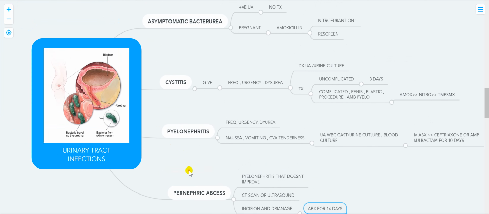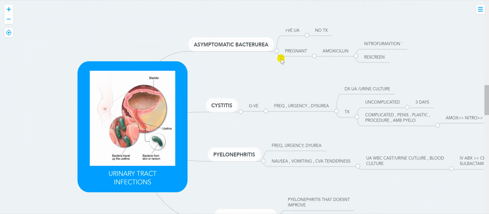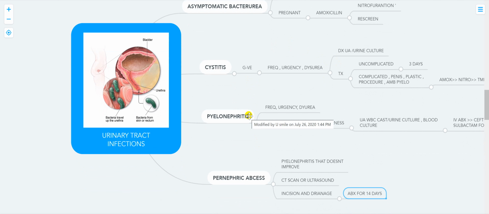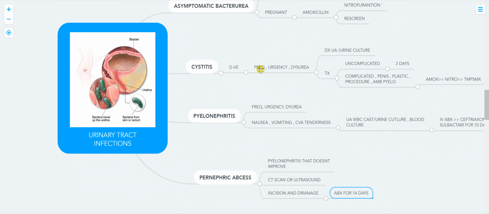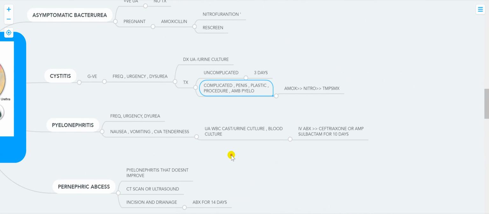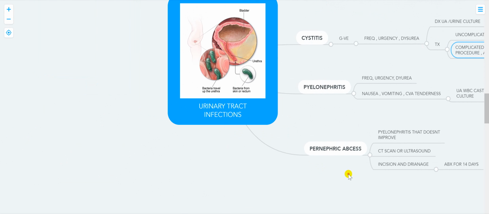And that's basically a summary of urinary tract infections. If it's asymptomatic, you don't treat unless it's pregnant. Cystitis, there is no nausea and vomiting. Pyelonephritis has nausea and vomiting. If it's uncomplicated cystitis, 3 days. If it's complicated, you do it a little bit longer, 7 days. Pyelonephritis, you do urine culture, blood culture, and you give ceftriaxone or ampicillin-sulbactam for 10 days. Perinephric abscess, CT scan, incision and drainage.